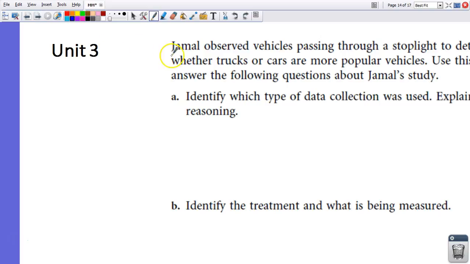Okay. Jamal observed vehicles passing through. Oh, this is unit 3. You know what? I'm going to stop and do this as a separate video.